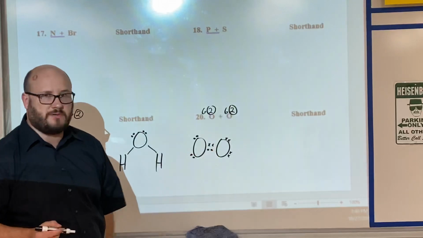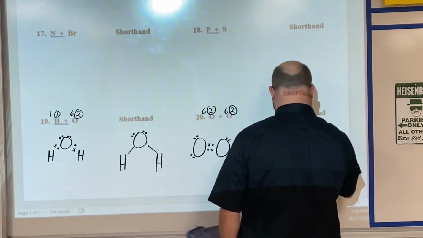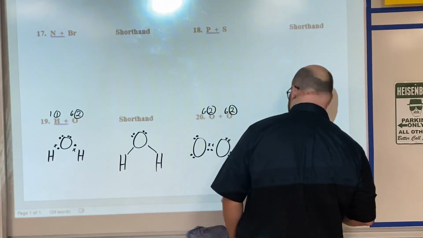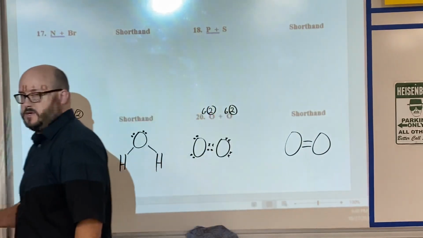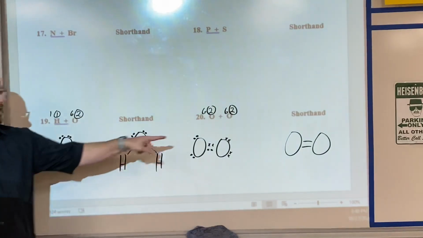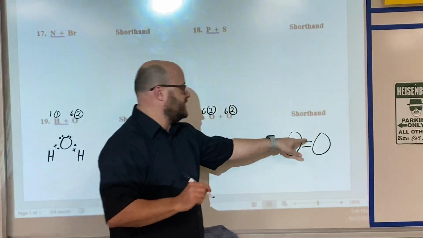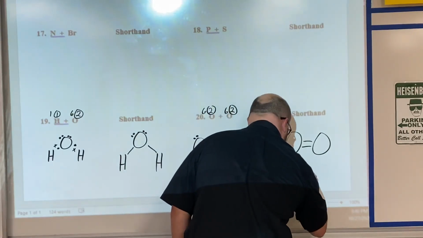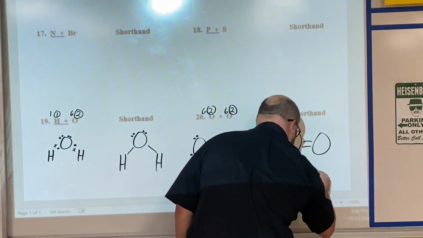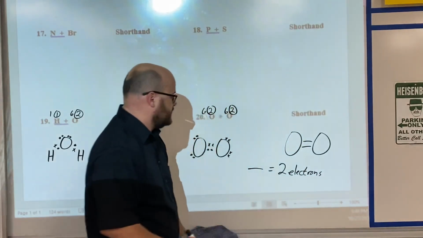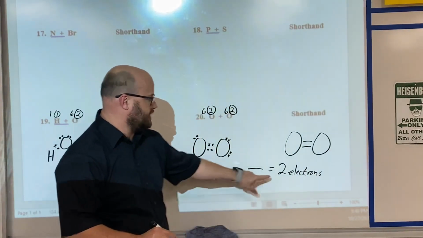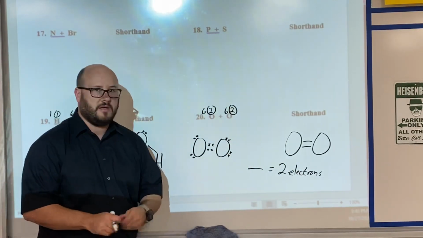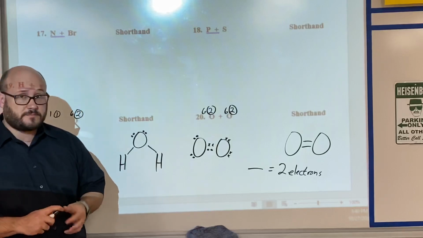The shorthand way to represent that, if one line represents 1 bond, 2 lines going to represent 2 bonds, or a double bond. But don't forget, each one of these lines is 2 electrons. So each bond is 2 electrons. So right here we'd have 4 electrons, which we saw in the long way to do it.